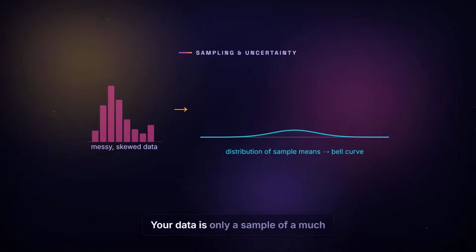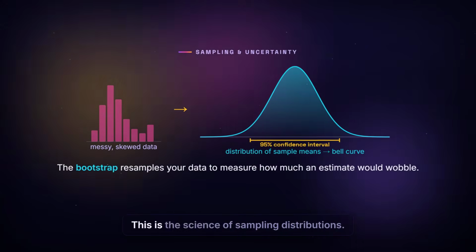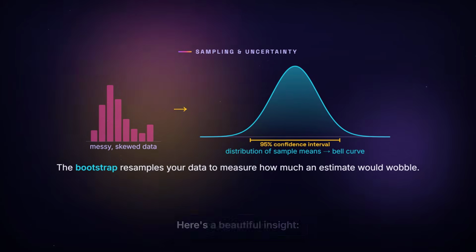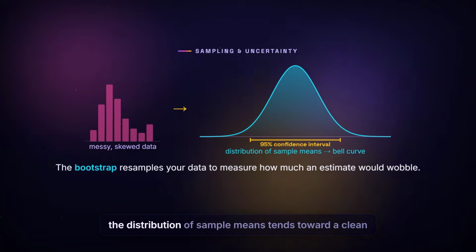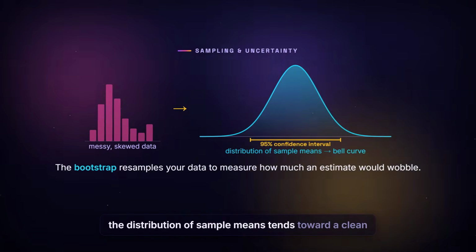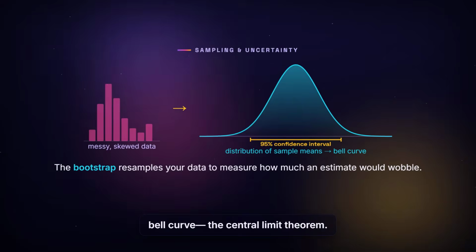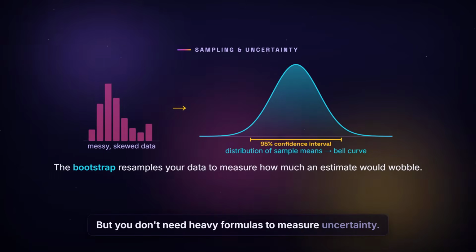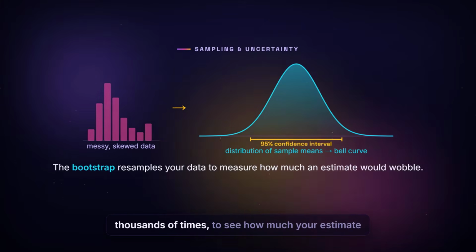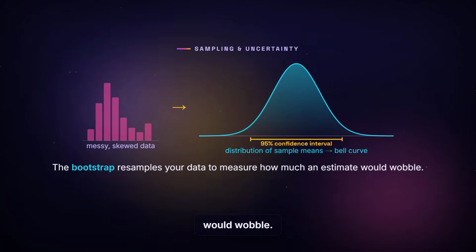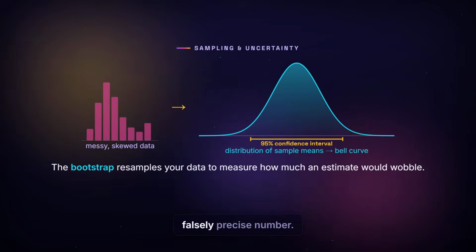Your data is only a sample of a much larger world, so how much can you actually trust it? This is the science of sampling distributions. Here's a beautiful insight. Even when the individual data is messy and skewed, the distribution of sample means tends toward a clean bell curve, the central limit theorem. But you don't need heavy formulas to measure uncertainty. The bootstrap lets you resample your own data thousands of times to see how much your estimate would wobble. From that, you build a confidence interval, an honest range, instead of a single, falsely precise number.